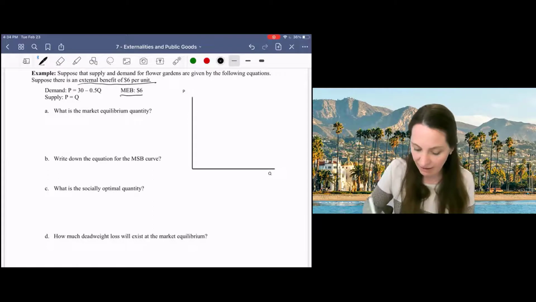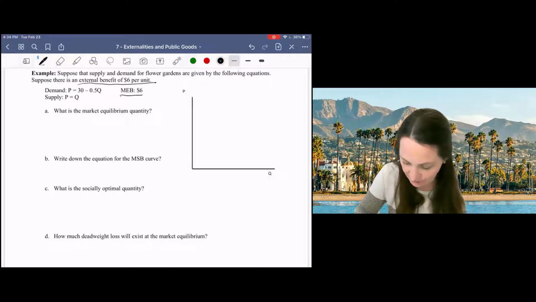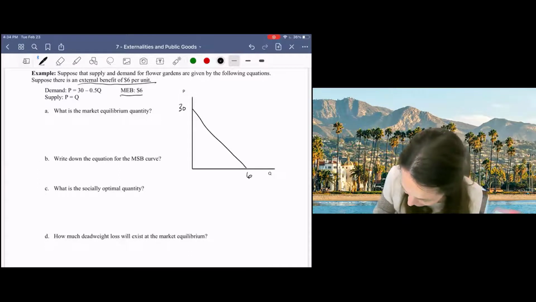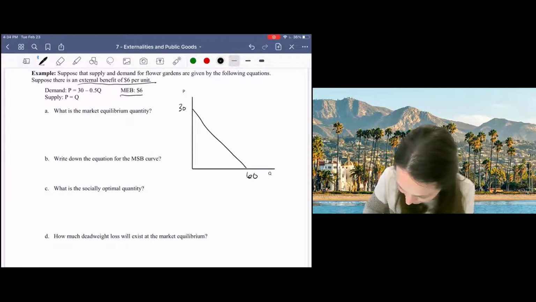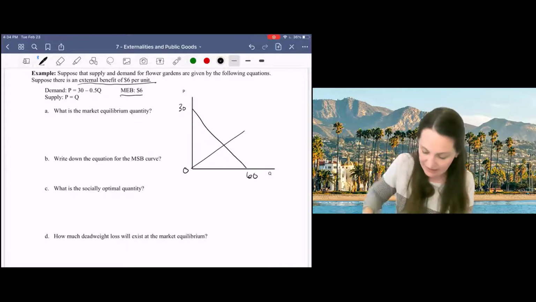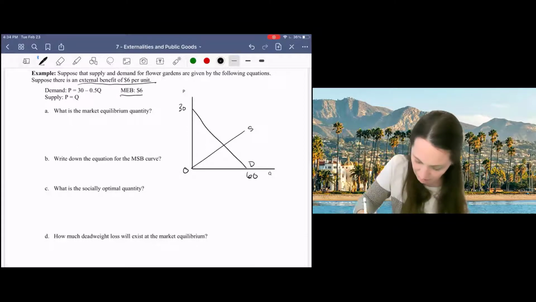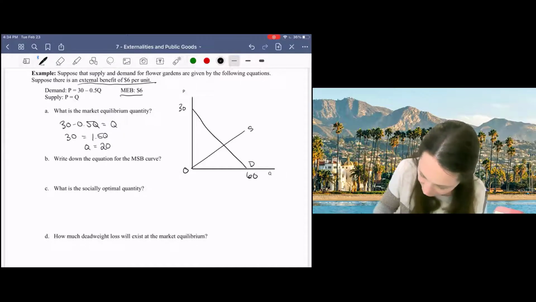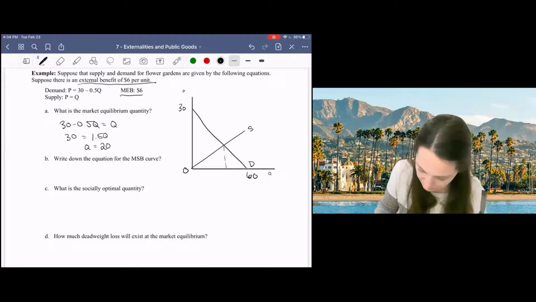So let's start by plotting our supply and demand curves and finding the market equilibrium. I've got 30, 60, 0 is the intercept of my supply curve here. And when I set these two equations equal, I see that the market equilibrium quantity is 20 and the price is also 20.